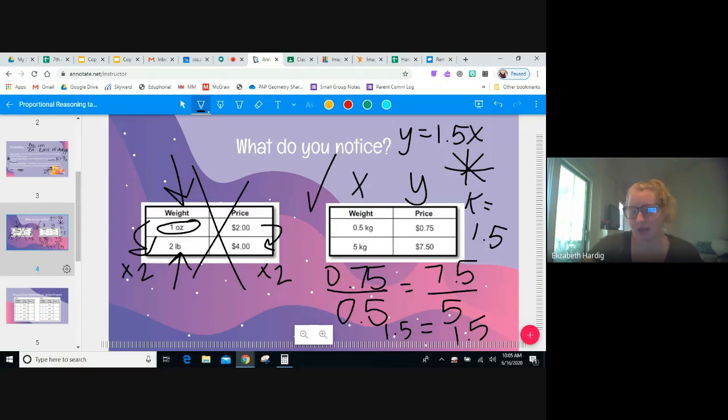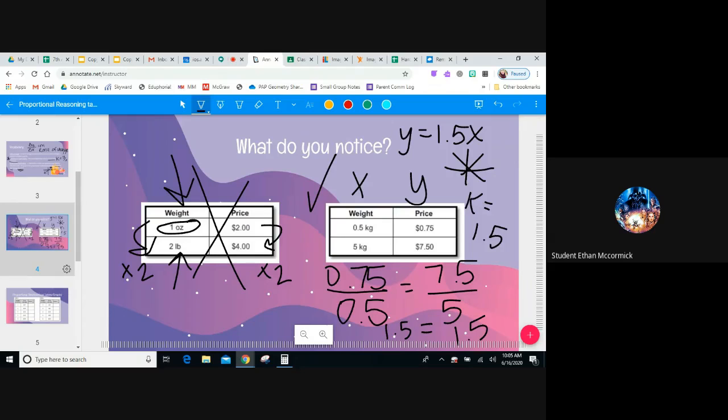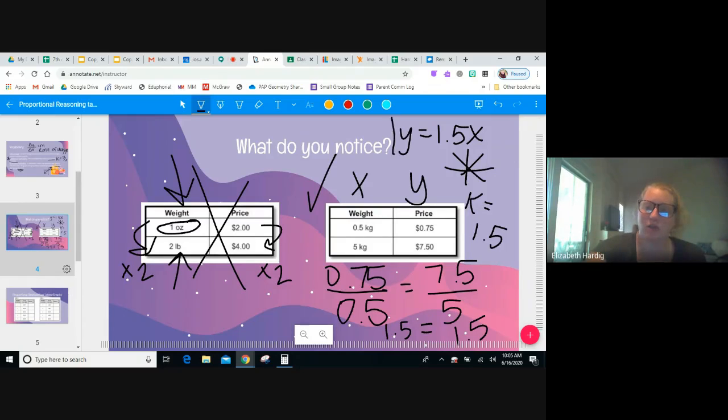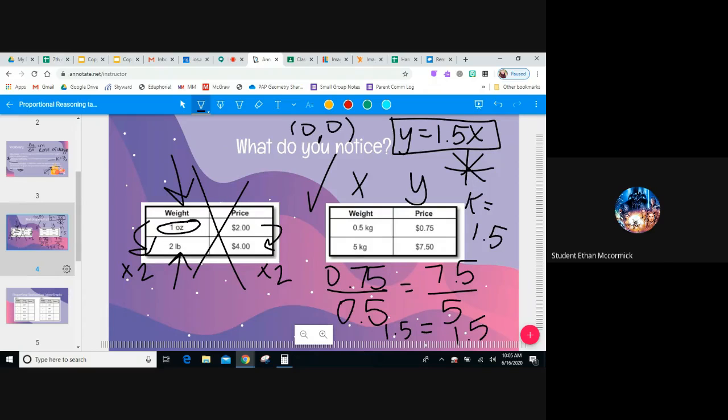Do you have questions on that, guys? No. Do you also see how this is proportional? Because it doesn't have a plus or a minus anything on the other end, so it would go through 0, 0.